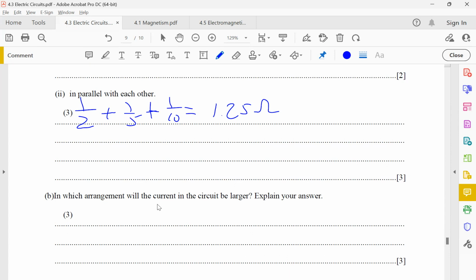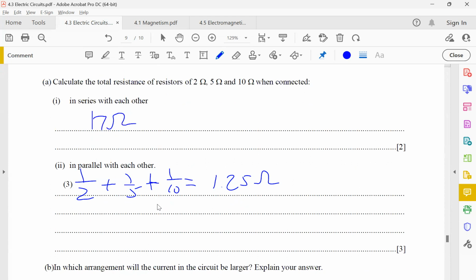Which one will have the larger current and why? Parallel or series will have the larger current. Equal? For sure parallel. Why?